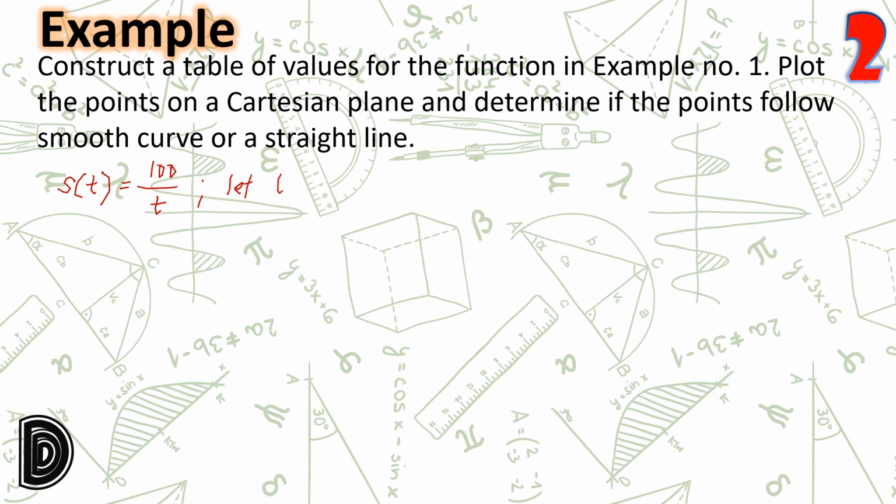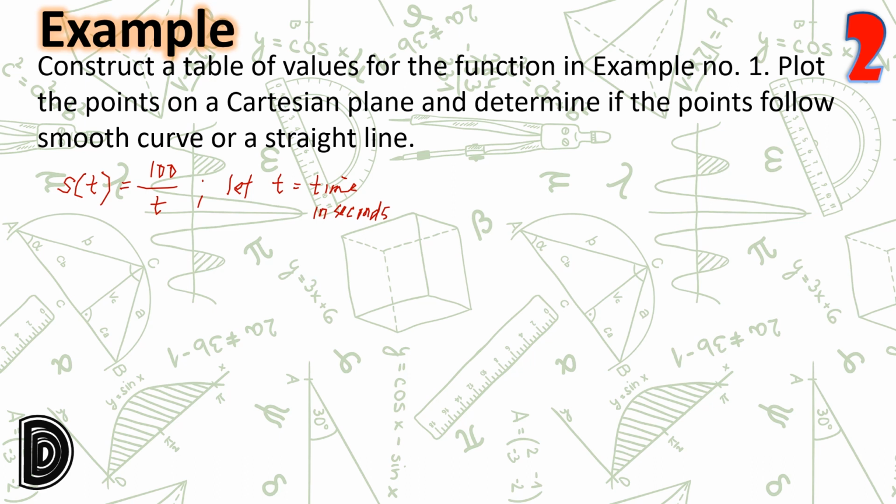Let t be the time in seconds, so that we will have the speed as meters per second. In physics, we learned that speed is a scalar quantity. It tells how fast an object is moving without saying anything about its direction. Hence, speed is always positive, so we'll take positive values for t so that the values for speed, or S of t, will be positive.